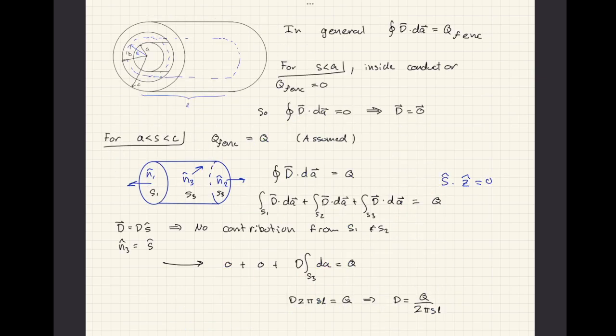So to find D, we can use the electric displacement version of Gauss's law, which says the integral of D dot dA is equal to the free charge enclosed. So starting with s less than A, we are inside our conductor, and our Gaussian surface is inside the conductor.